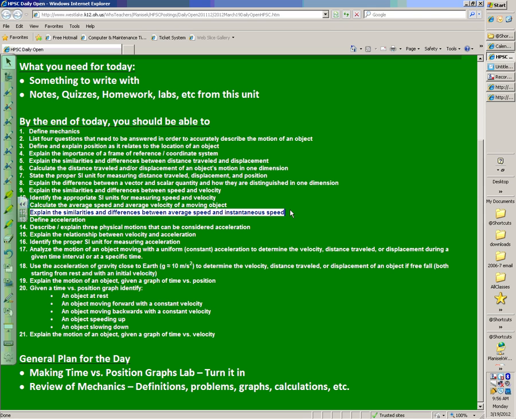Sam, for number 12, we did not spend a whole lot of time talking about this in class, so I actually got rid of the question on the test. But just real quickly, average versus instantaneous. Instantaneous is what am I doing at this particular moment in time. In order to calculate your average speed, we need to know two things, right? What do we need to know? The distance traveled and how fast. Nope. Distance traveled and the time that it takes you to go that distance.